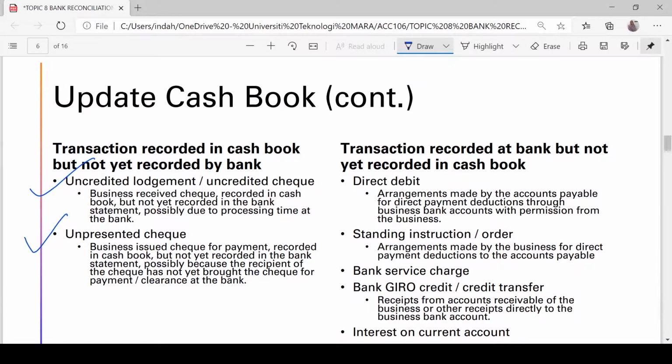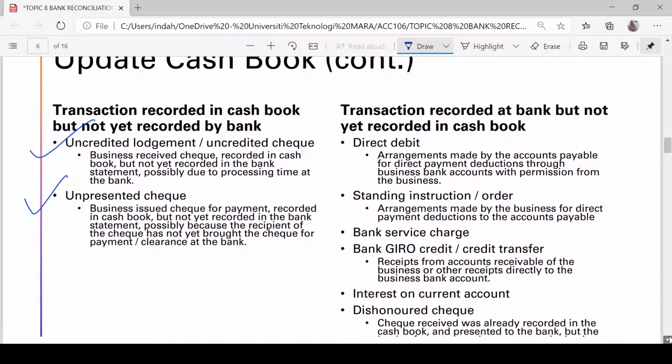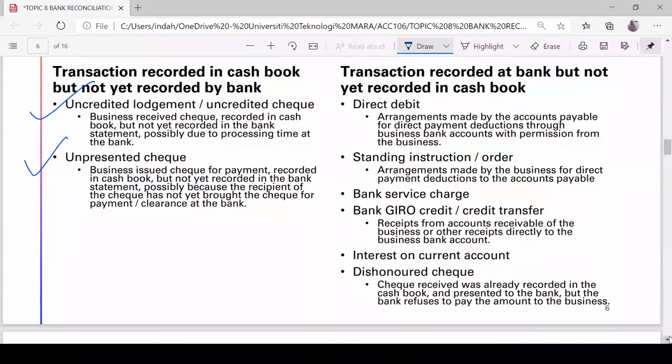What about the transactions recorded at the bank but not yet recorded in the cash book? We have a few examples here. So number one is direct debit. This is the deductions or the additions of money that were made online from bank to another bank.